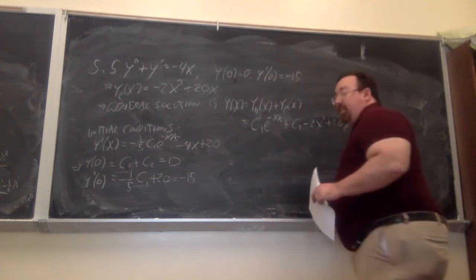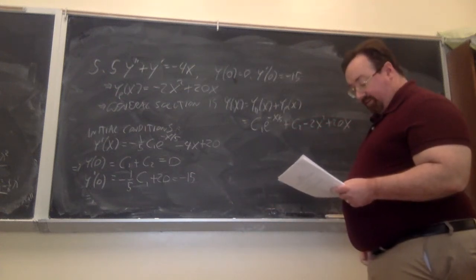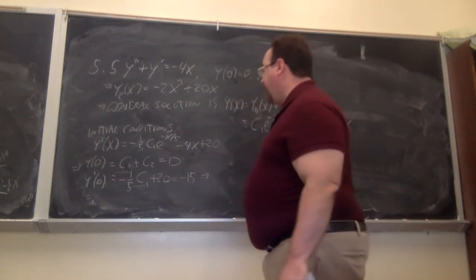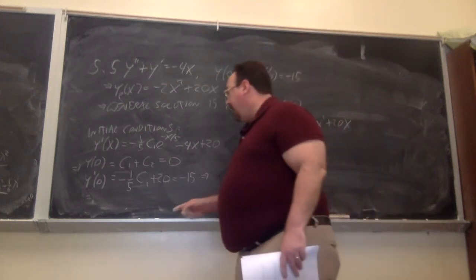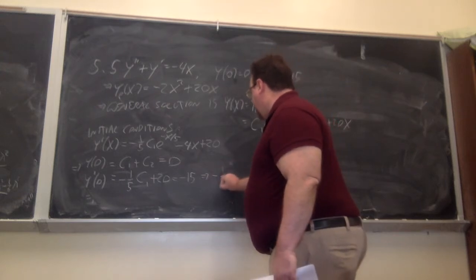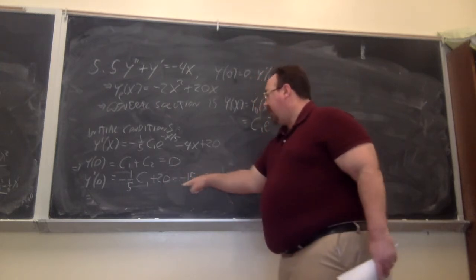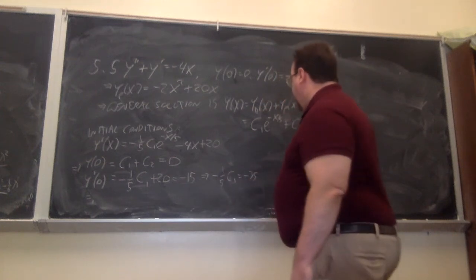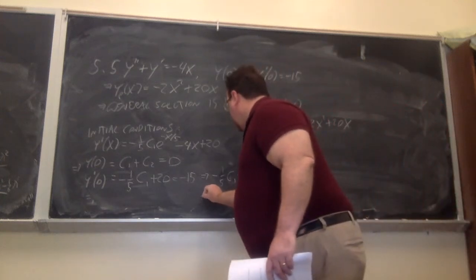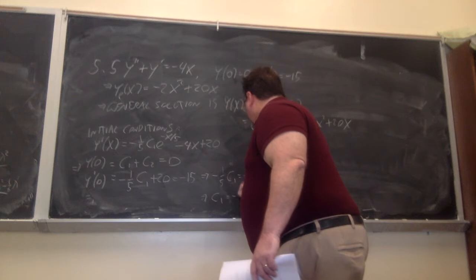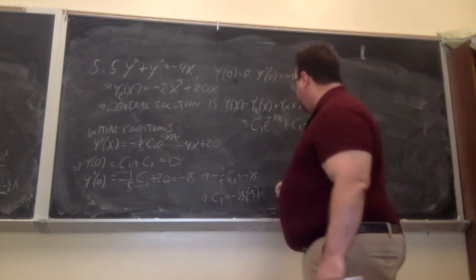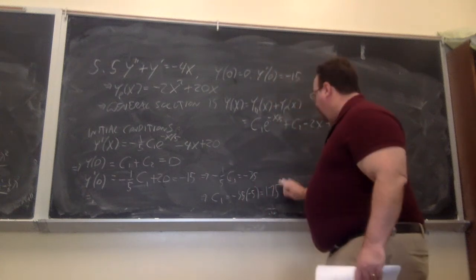C1 and C2. So from the second equation, I can use the second equation to solve for C1. And then once I do that, I'll know that C2 is just equal to minus that. So I have minus 1/5 C1 is equal to, I'll move the 20 to the other side, and I get minus 35. So now I can multiply both sides by minus 5. So I get C1 is equal to minus 35 times minus 5, which is equal to plus 175.